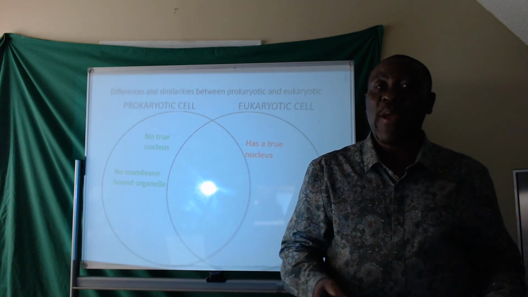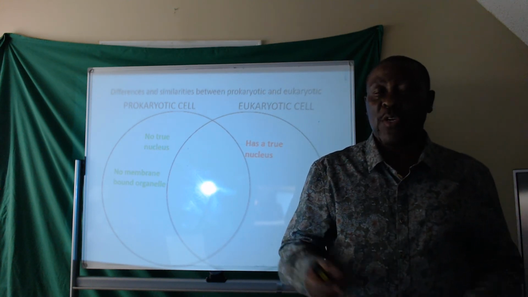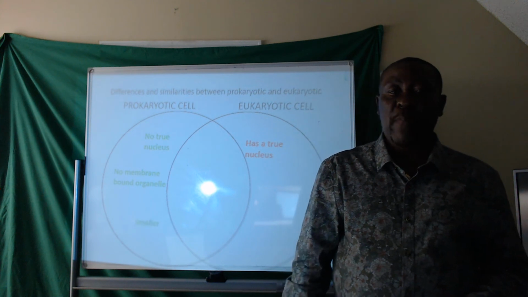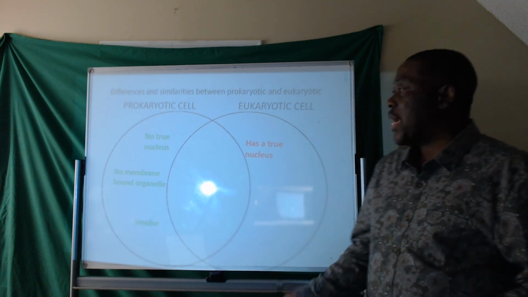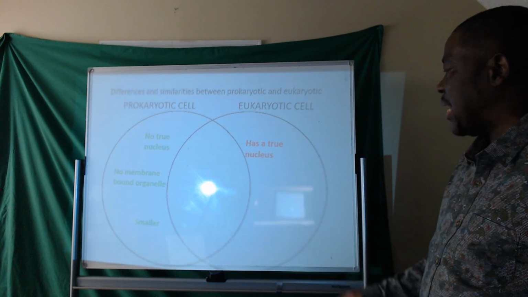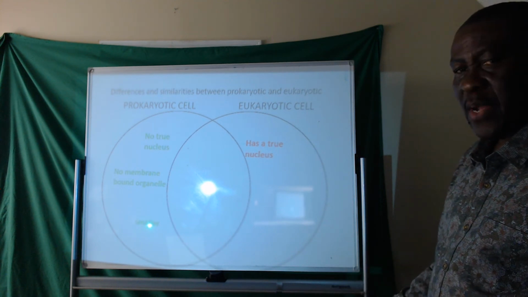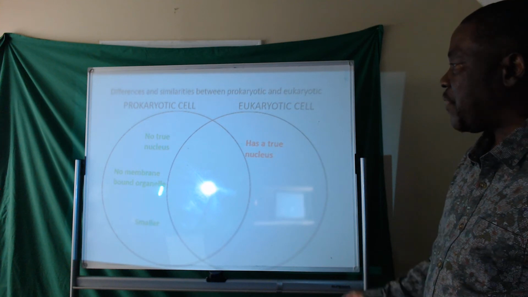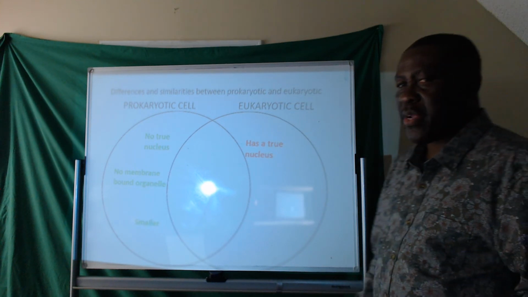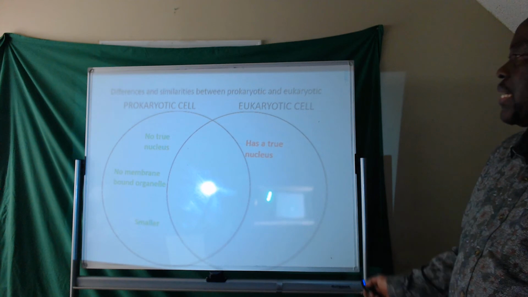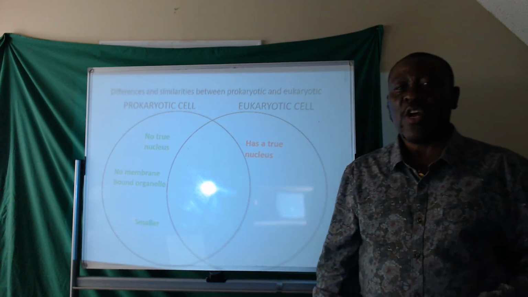They don't have any membrane-bound organelle at all. But eukaryotic cells have membrane-bound organelles. And also, when you look at the size, the prokaryotic are the smallest. Okay, so based on what I have here under the prokaryotic cell, would you be able to tell me what I need to write under eukaryotic cell?